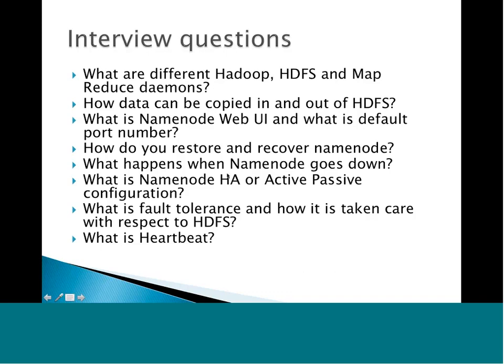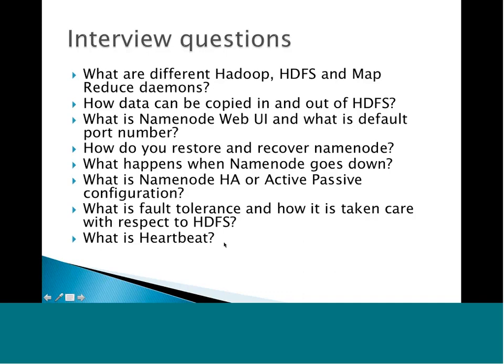Okay, and for restore and recovery, you just have to start the name node, and by default it will start in safe mode. You just have to have your fsimage and edit log in the appropriate location, which is controlled with the name node name directory parameter. If you have fsimage and edit logs in the appropriate location, when it starts the name node in safe mode, it will try to apply those and start the cluster. And what is name node high availability or active passive configuration? What is the fault tolerance and how is it taken care of with respect to HDFS? The answer is replication factor.